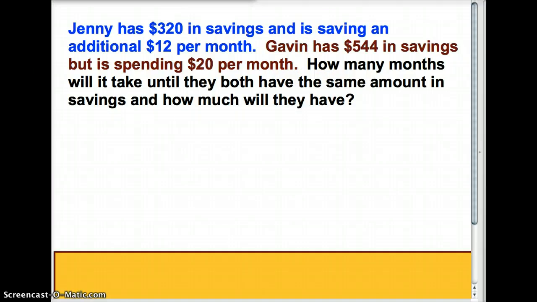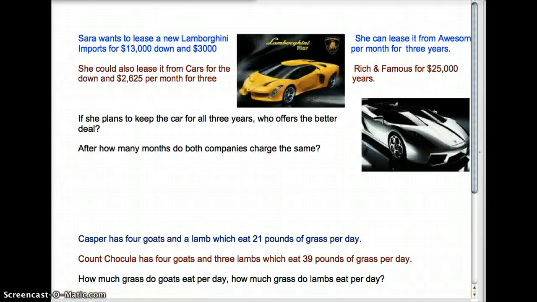If you don't want to do that one, you can do this one. It's kind of a fun one here. Sarah wants to lease a new Lamborghini. Here's her new Lamborghini she wants. She can lease it at Awesome Imports for $13,000 down and pay $3,000 per month for 3 years. Or she could lease it from Cars for the Rich and Famous for $25,000 down and only $26.25 per month for 3 years.